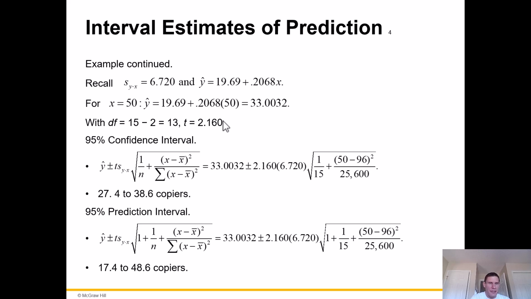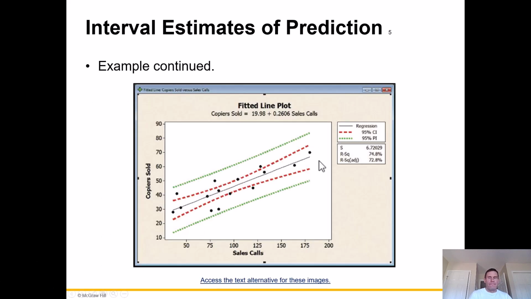With a 95% confidence interval, again, we just plug in our numbers, and the confidence interval gives us 27.4 up to 38.6 copiers. With a 95% prediction interval, 17.4 up to 48.6 copiers. So think of this as saying it should be this. In this case, the regression equation says 33, but it could be as low as 27.4 and as high as 38.6. This is what they're showing you on the graph here. The green lines represent the intervals, and then the red lines represent the confidence intervals.